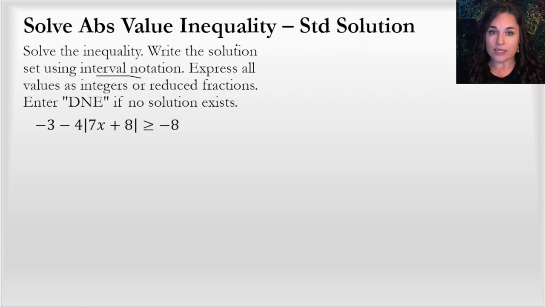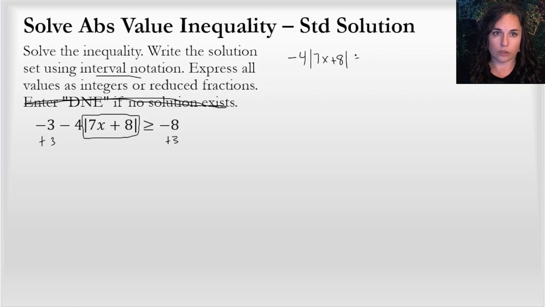So this is a standard solution. I'm not going to make it so that there's a DNE or an infinite number of solutions. Let's just work through this. So algebraically, what do I need to do here? My tip is to isolate the absolute value on one side and everything else on the other. So what I'm going to do is move that 3 over to the other side. So I'm going to say that -4 absolute value 7x plus 8 is greater than or equal to -5. I'm just moving that 3 over to the other side.